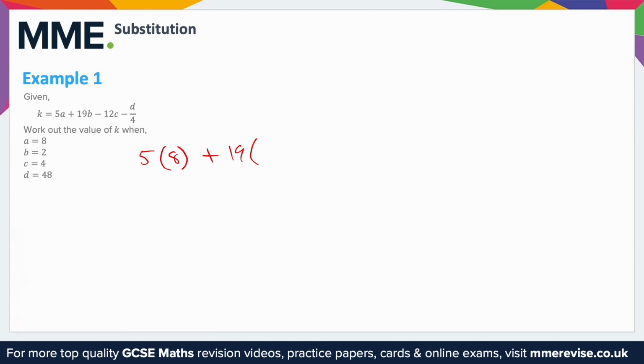Next, I'm going to get 19 brackets 2 minus 12 brackets 4 minus d, which is 48. I don't need brackets here because there's nothing going on next to it, over 4. And remember, this equals k. When I write a number next to brackets, you should know from algebra this is a multiplication.